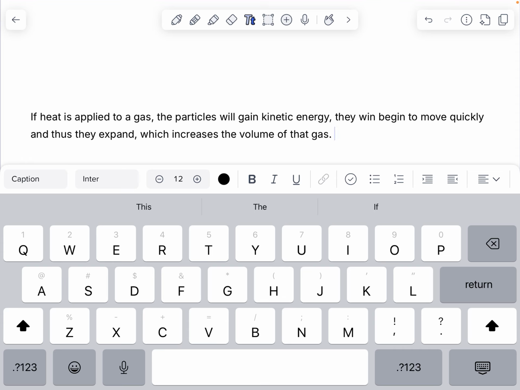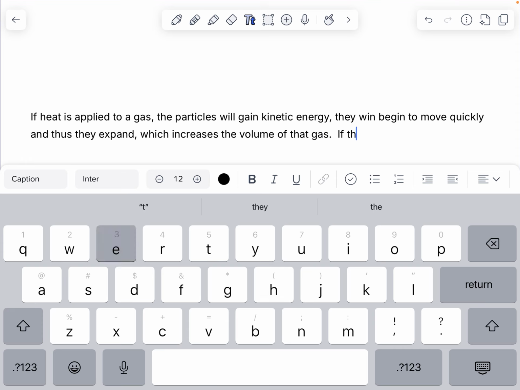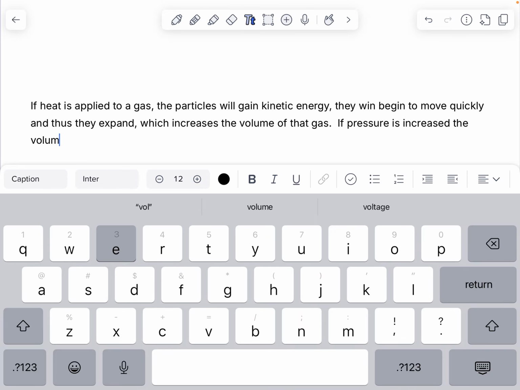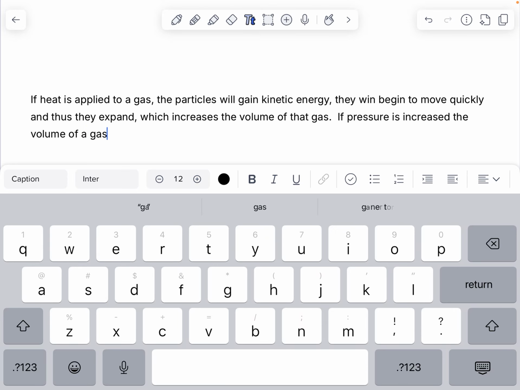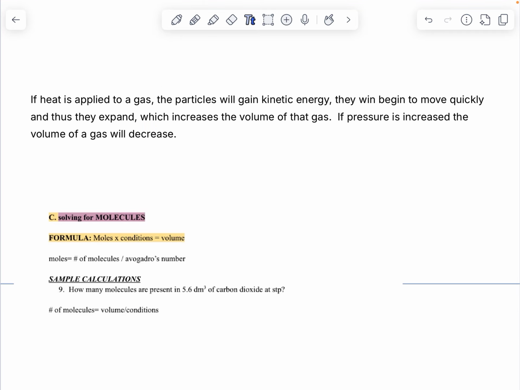And note that if pressure is increased, the volume of a gas will decrease. All right. Let me just put this.